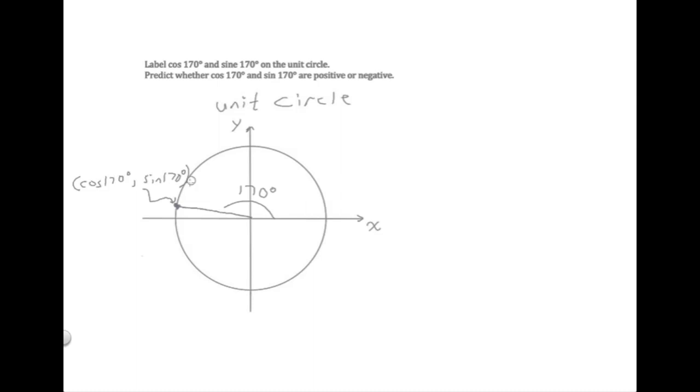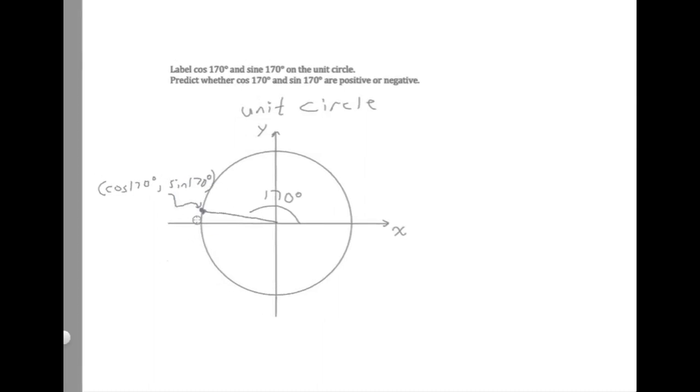So we can say the x and y coordinates of this point will be the cosine and the sine. Now, what good is that? Well, one thing is that it allows us to make a prediction. You can see the x-coordinate here will be negative, and we can predict that the sine, the y-coordinate, will be positive. So even without using our calculator, you can see that the cosine is negative and the sine is positive. You might want to confirm this on your calculator.